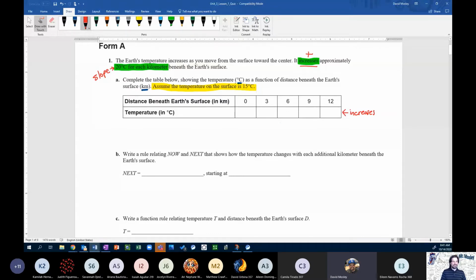This other part that I highlighted is, assume the temperature on the surface. If I'm on the surface, how far beneath the Earth's surface am I?